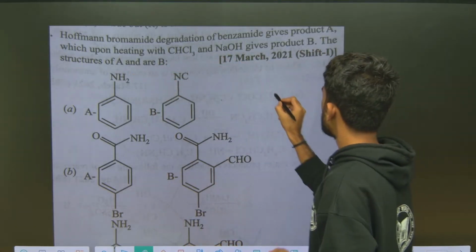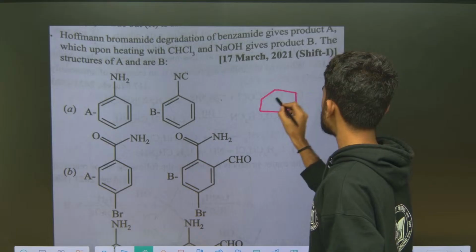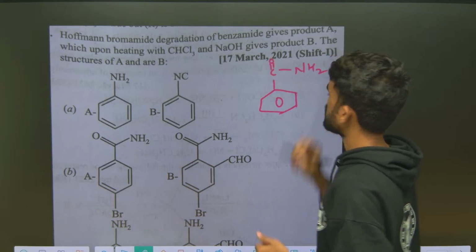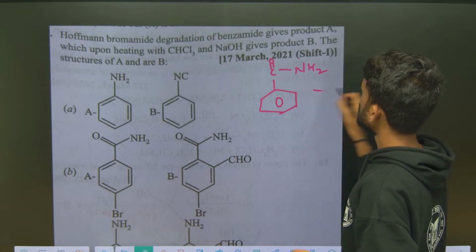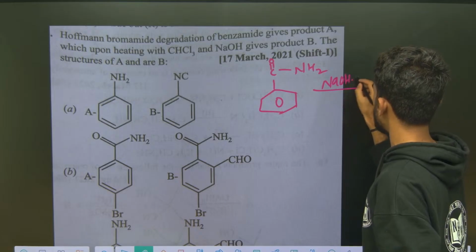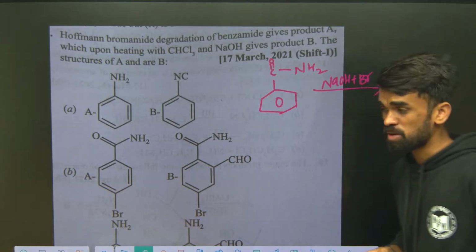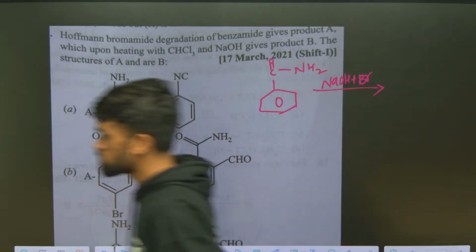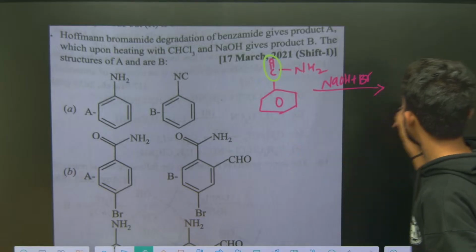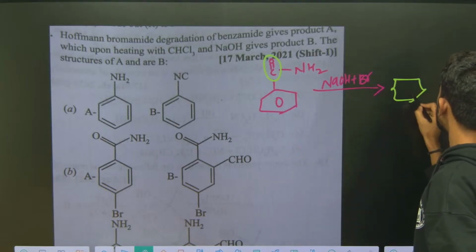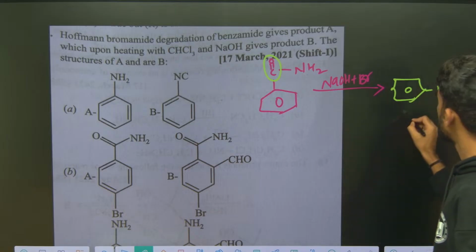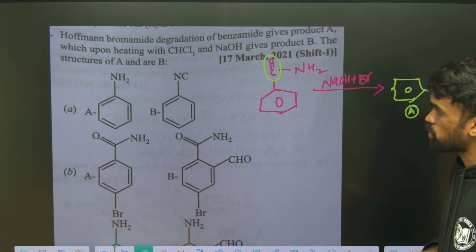So take the substrate they are saying, which is C6H5 CONH2. After this, treat it with Hoffmann bromamide degradation, which means treat this with NaOH plus Br2. This is the Hoffmann bromamide reagent. So what happens here? Just remove this C double bond O part and write the remaining part as it is, C6H5 NH2. So we got aniline as our A. Aniline is the product A here.